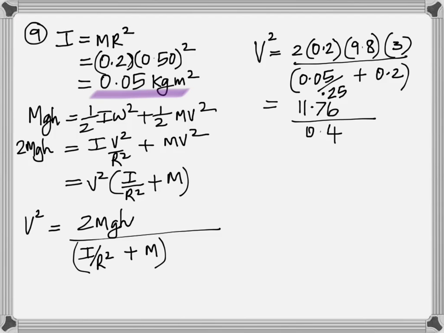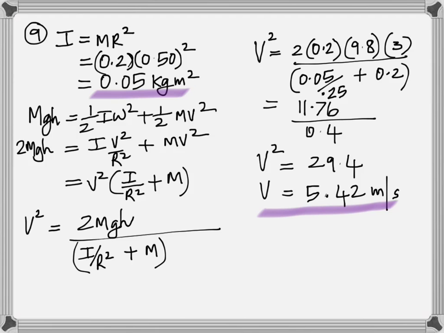Get 11.76 divided by 0.4. First find that out and then take the square root. 5.42 meter per second is the answer.